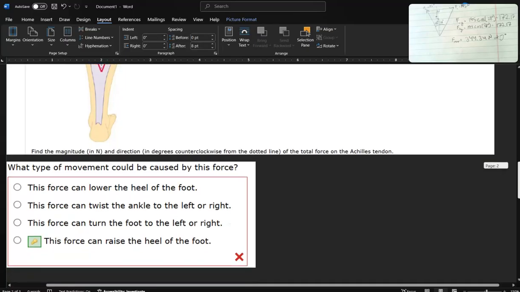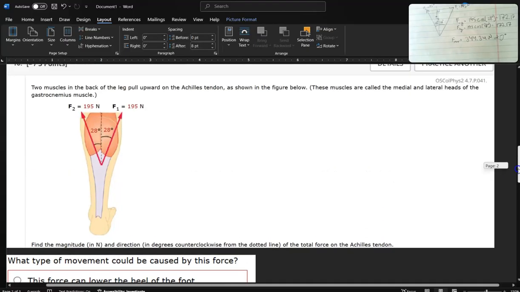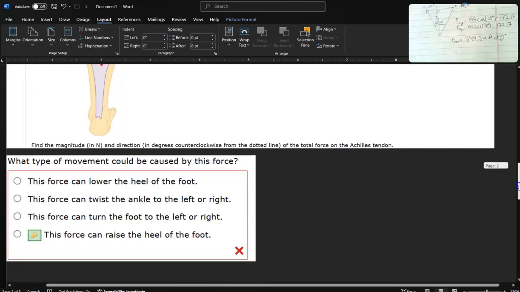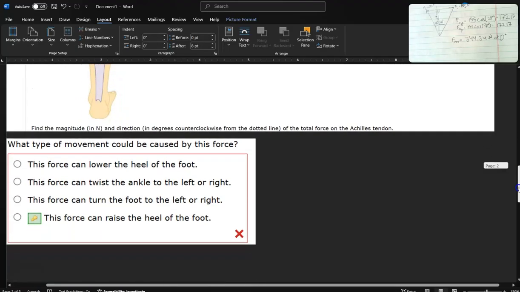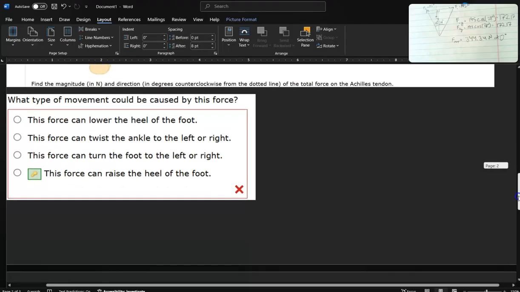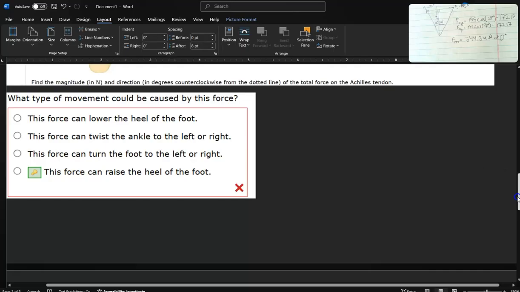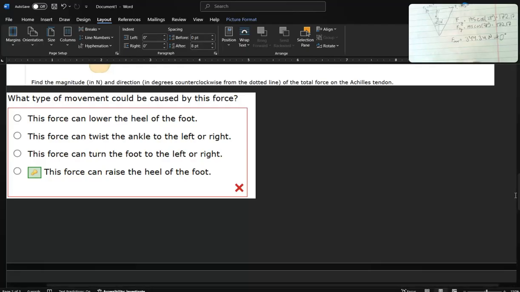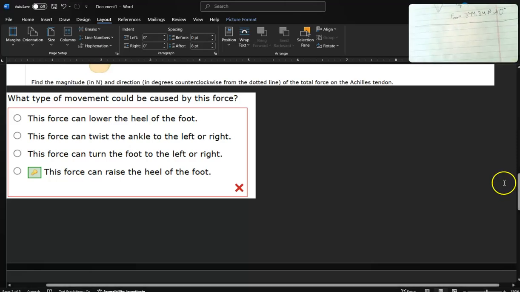All right. So in this case, again, the force is going upward. So that's going to move up. So that's going to raise the heel of the foot. So you're kind of standing on your tippy toes. That's kind of what's happening. Again, from a relatively elementary standpoint, there's a lot more at play, and I recognize that. But when you boil it down to just the basics, that's kind of what's happening there.